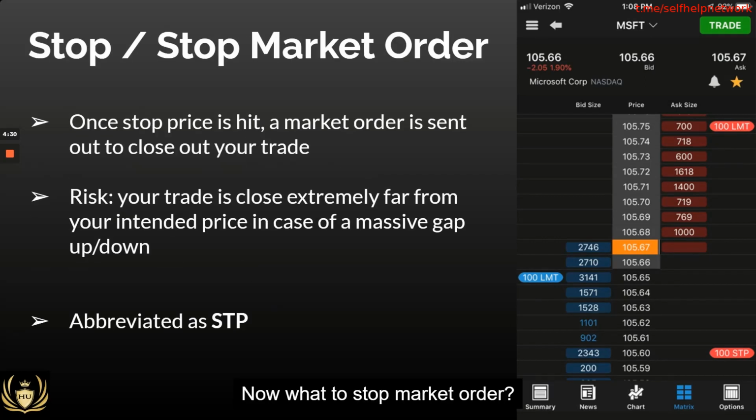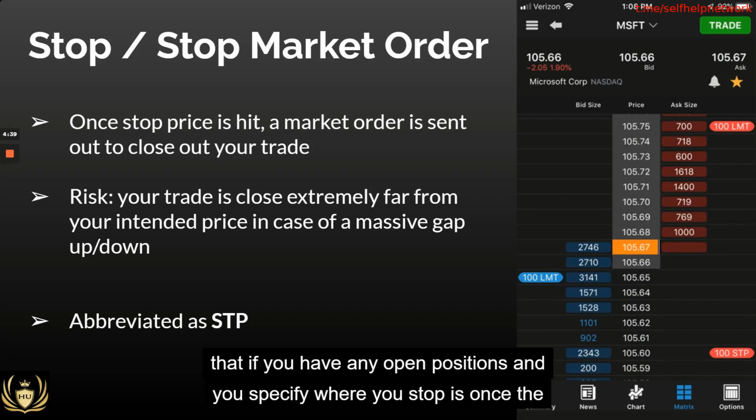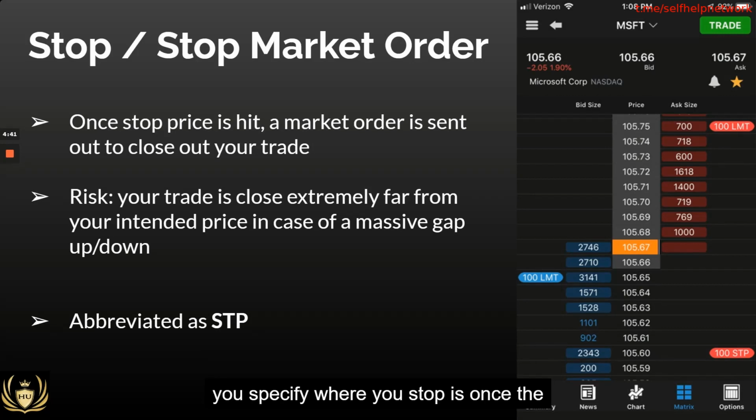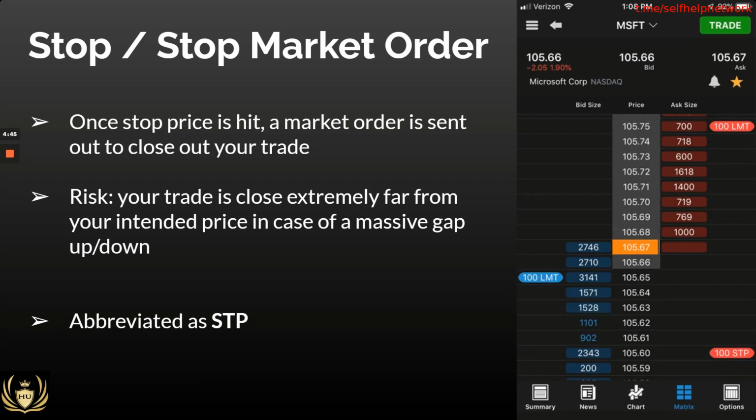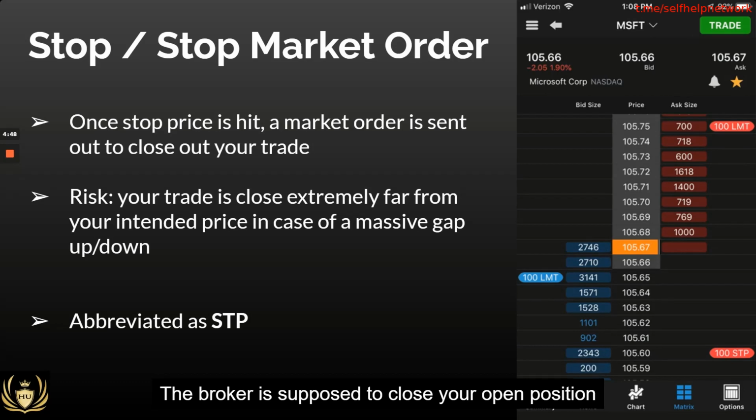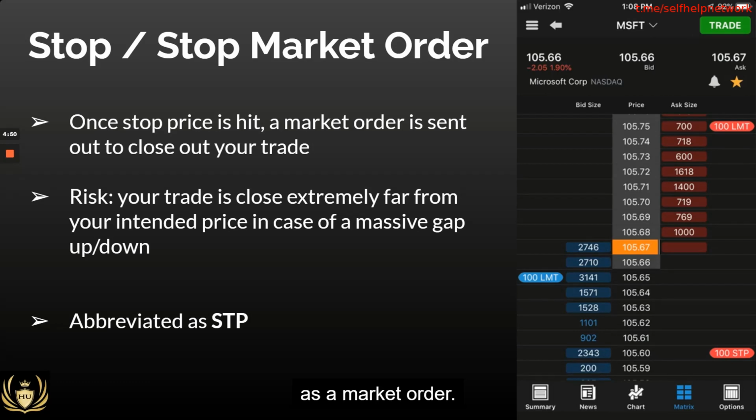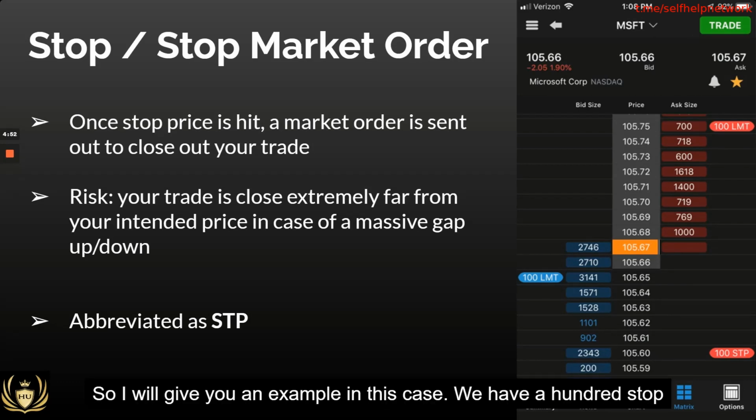Now, what's a stop market order? A stop market order says that if you have any open positions and you specify where your stop is, once the price reaches that stop, the broker is supposed to close your open position as a market order. So I will give you an example.